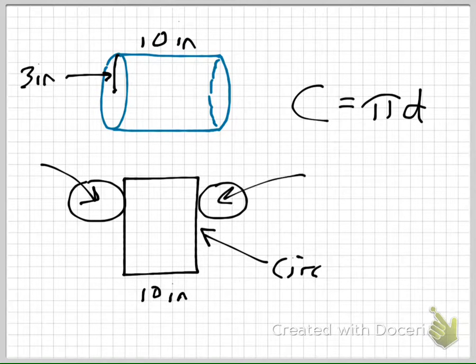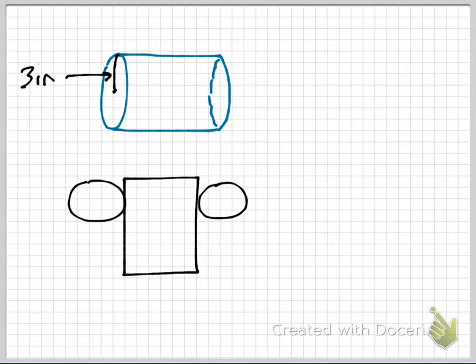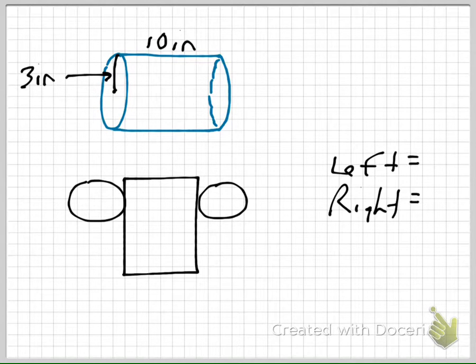Anyway, I'll do it for you, just this once, and then I'm going to make you guys do it. Okay. So this is 10 inches. You're watching. I'm going to do it for you once, and then I'm going to let you get started on your homework. So we have the left and the right, which are going to be identical. Those are circles with a 3-inch radius.